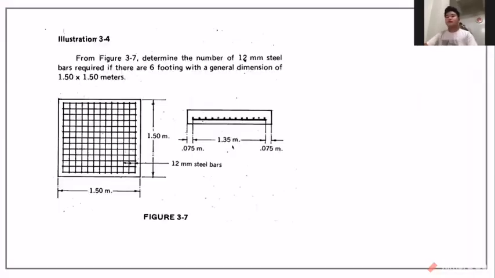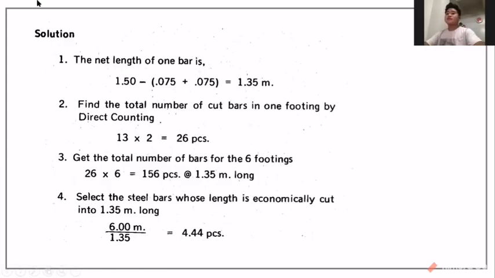Okay, so here for the illustration 3 to 4, from figure 3 to 7, determine the number of 12 millimeter steel bars required if there are 6 footings with general dimension of 1.50 by 1.50 meters. So this is our figure 3 to 7. This is the dimension of our footings, and this is actually the net length of our one bar, which is 1.35 meter. So first, this is our solution.